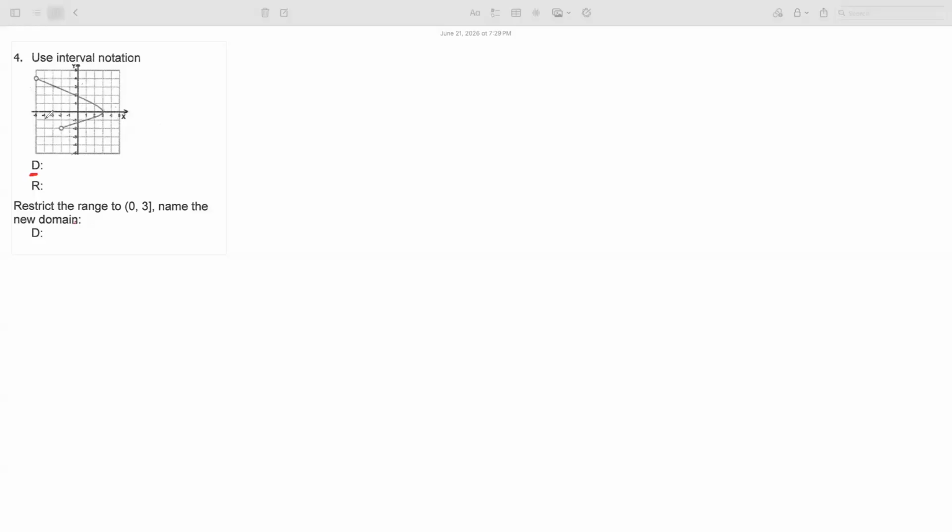Okay, the domain starts at -5 and goes to 3, the rightmost point. So -5 has a hole there, so I use this parenthesis. But 3 is included, so I use this.